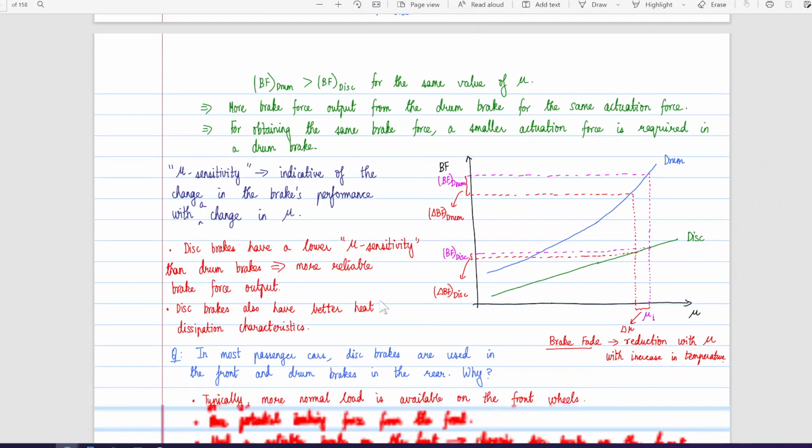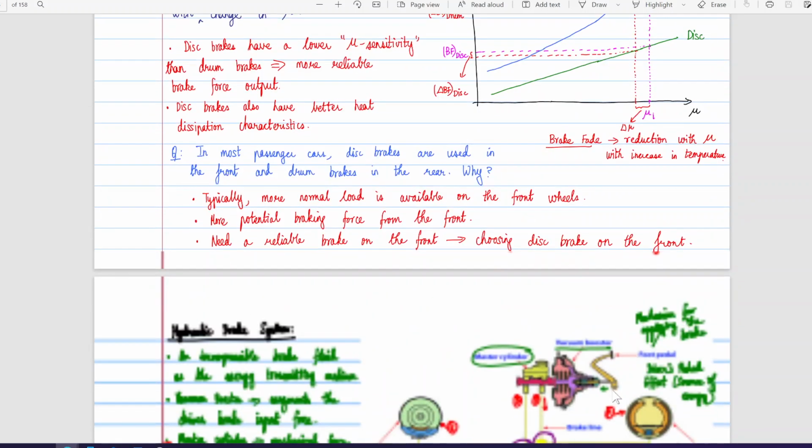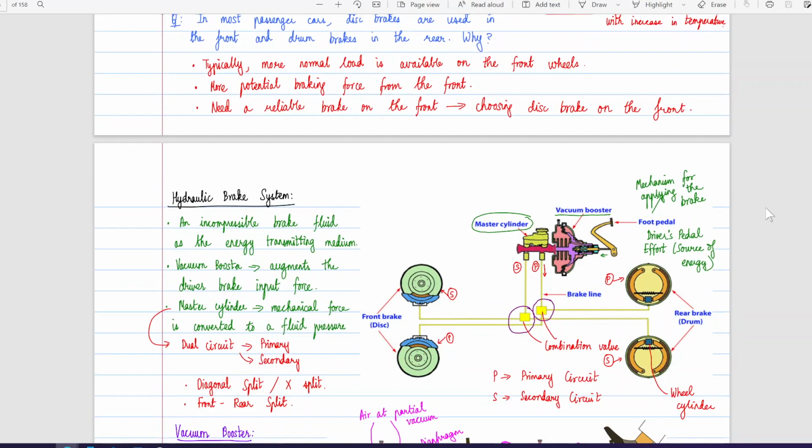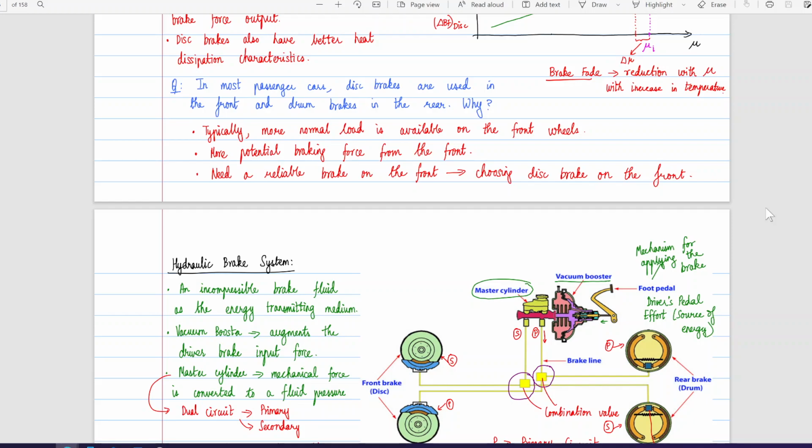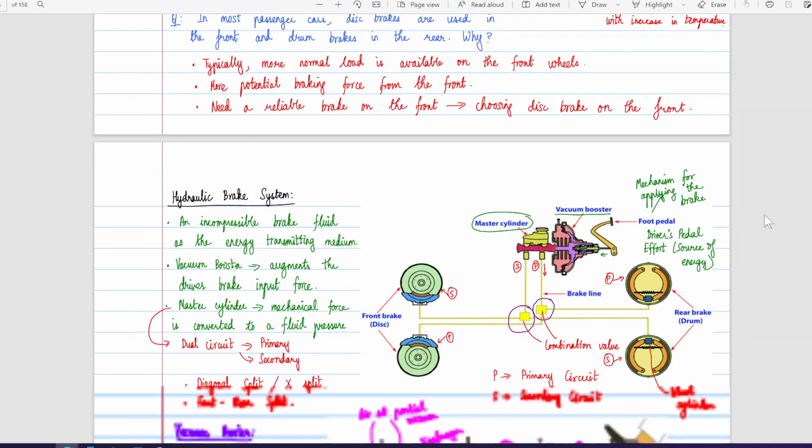On the other hand, disc brakes also have better heat dissipation characteristics. You might have seen disc brakes with holes in them, which help with better dissipation of heat. So, in most passenger cars, you may observe that disc brakes are used in the front, and the rear wheels would have drum brakes. This is because typically more normal load is available on the front wheels, and there is more potential braking force from the front, and we need a reliable brake on the front side. This results in choosing disc brakes on the front, which are more reliable and more durable.